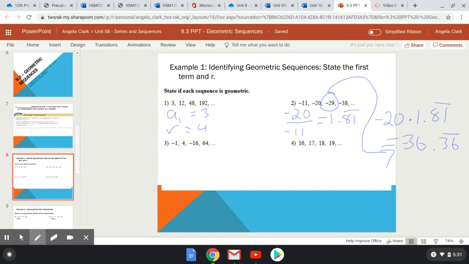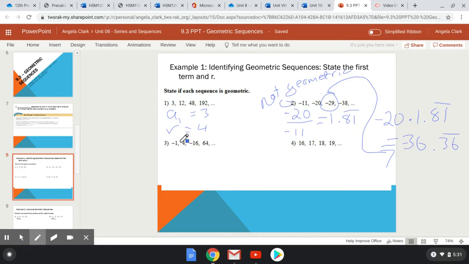My answer, I don't really have room to write it, so I'm just going to write it up here. My answer is not geometric. Okay, so that's the answer to number 2. It was not geometric because I couldn't find a common ratio. There isn't one. So it's not geometric. So let's go on to number 3.